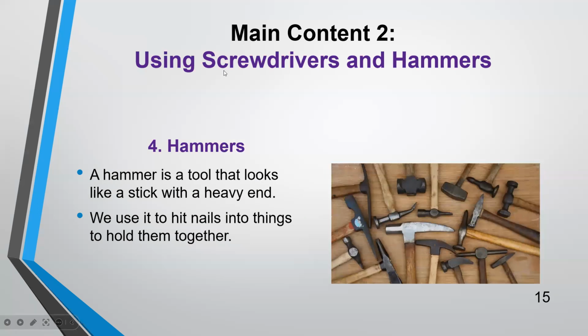Then the last one is the hammer. A hammer is a tool that looks like a stick with a heavy end. Just like in the picture, there are different types of it, quite specialized. We use it to hit nails into things to hold them together.